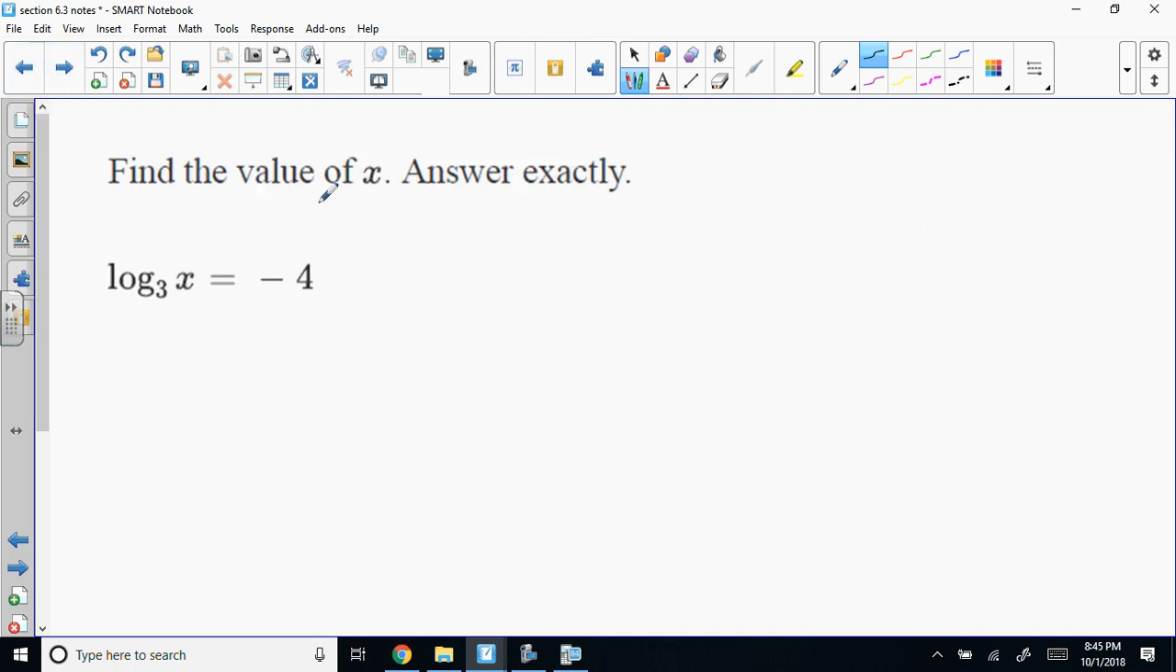Find the value of x, answer exactly. Can you take the log of something and be negative? No, I said you couldn't take the log of a negative number, could I? When you get done taking the log of something, can you get a negative number? Well, it's an output, right? So, how are we going to do this?